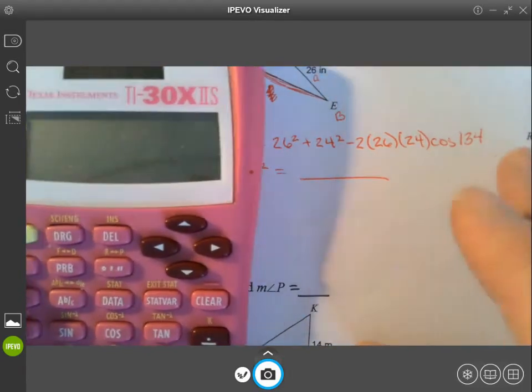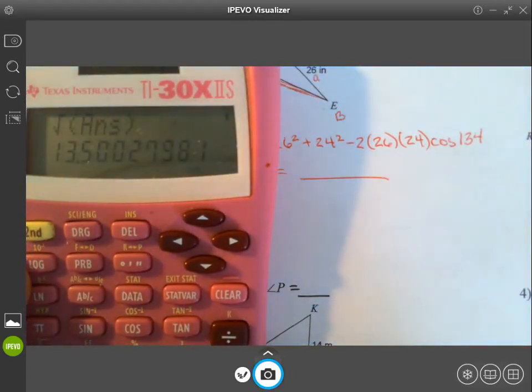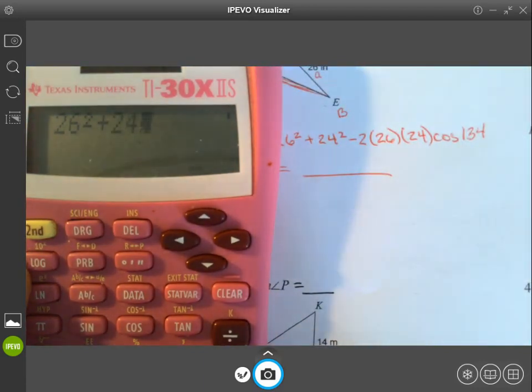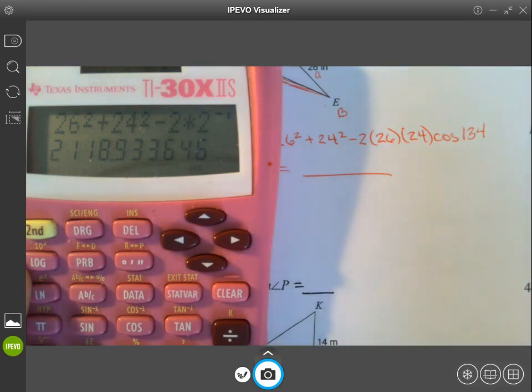All right. So let's put this in exactly as it is. 26 squared, okay, plus 24 squared, use your little square key, minus 2, and then I'm just going to use times 26, but you could use parentheses, times 24, you've got to put in your cosine, and then 134. All right, does anybody agree with me? This means your calculator should be out, and we should be doing this. I got 2,118.9. Does anybody agree with that?